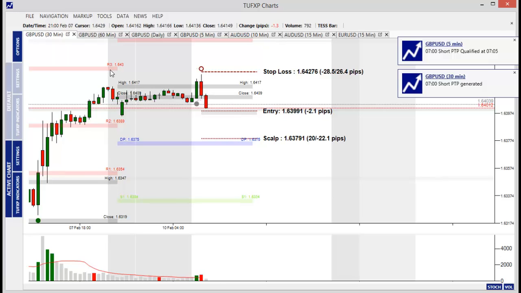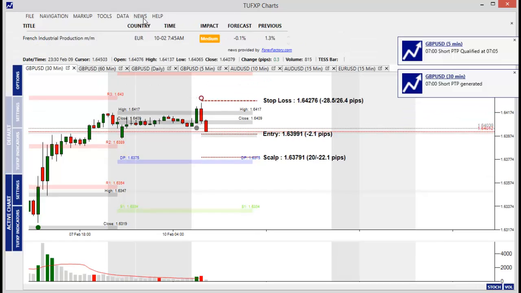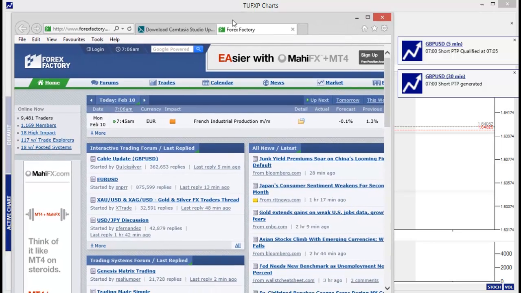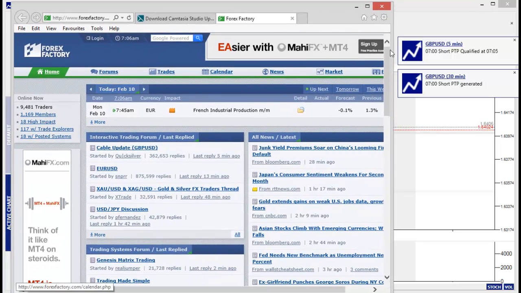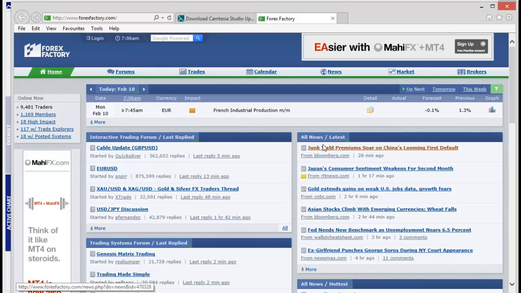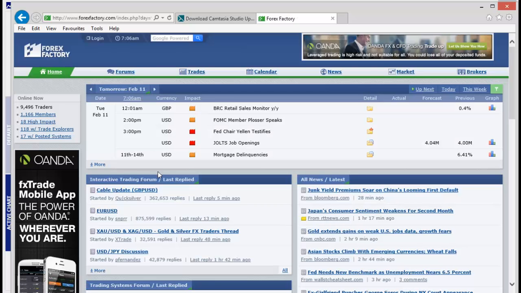So let's have a look at the news, see what's going to move the market today. We have absolutely nothing apart from the French industrial production. That's not going to have any impact at all. That's to be released at 7:45 a.m. this morning. So speaking of news, let's just see what we've got as far as news for the rest of the week. It might be just worth having a look and seeing what is going to be released. So let's just clear these for a second. And let's have a look. We've got today. Let's have a look for tomorrow.